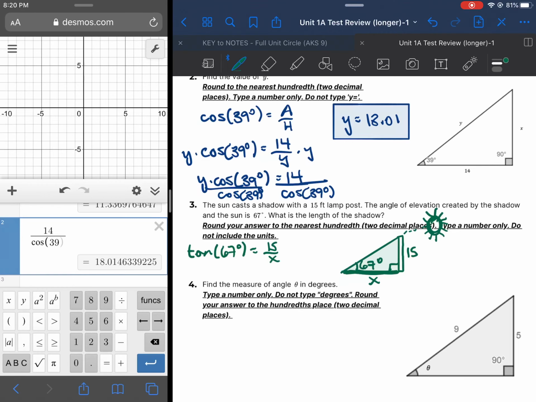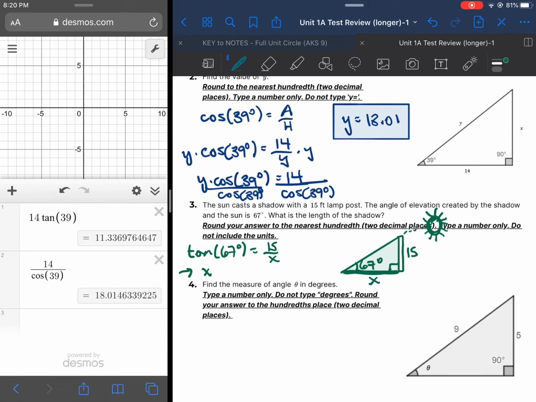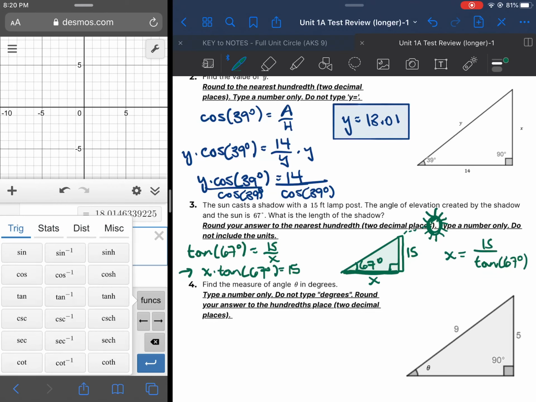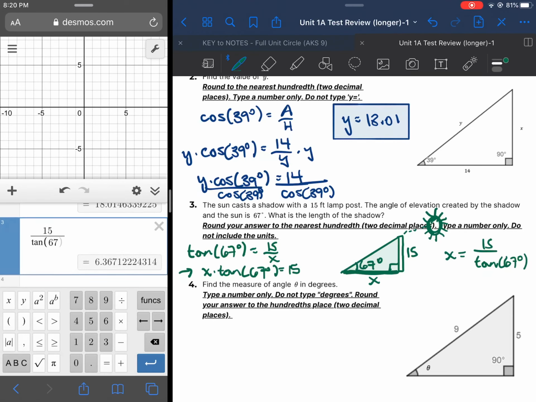Well, we'll multiply x on both sides, so we get x times the tangent of 67 degrees equals 15. And then we'll divide both sides by the tangent of 67 degrees. And we will have 15 over the tangent of 67 degrees. Let's turn to Desmos. 15 divided by the tangent of 67 degrees. And that's going to give us approximately 6.37 rather. So x equals 6.37 feet.